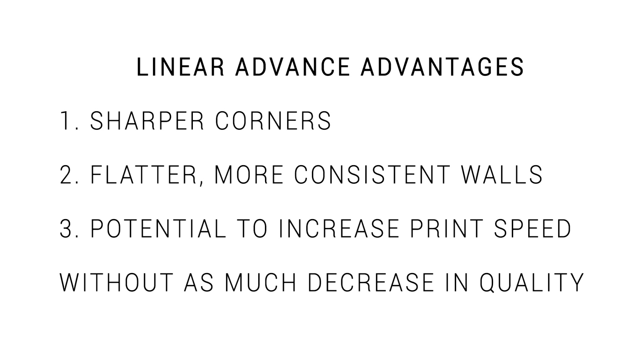Linear Advance is an advanced feature in 3D printer firmware such as Marlin. In essence, it carefully regulates the pressure in the nozzle to provide a more consistent output of filament from the extruder. With Linear Advance tuned, you can expect the following benefits. You will get sharper corners on your prints, flatter, more consistent walls, and the ability to increase print speed without as much drop in quality.